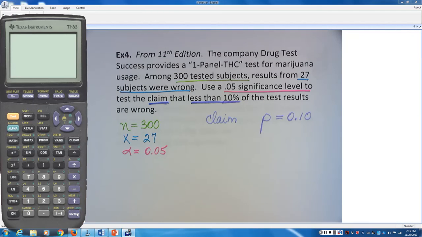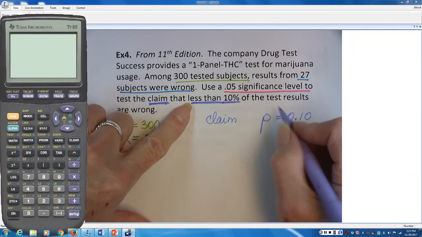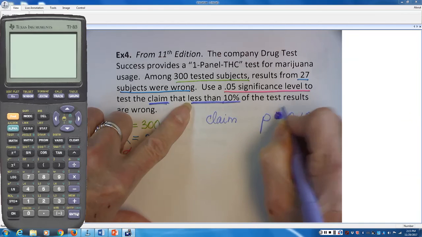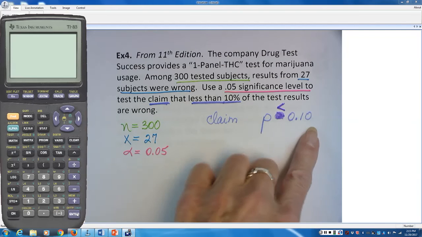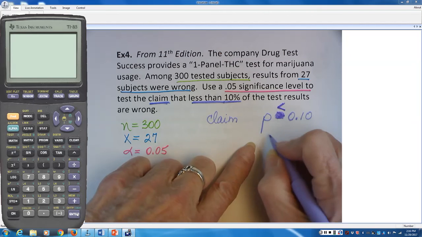Point 10. What would be true? Oh wait, no, I'm sorry, it says less than. I put the wrong sign. So there's your claim. What would be true if the claim is not true? Greater than or equal to 10%.